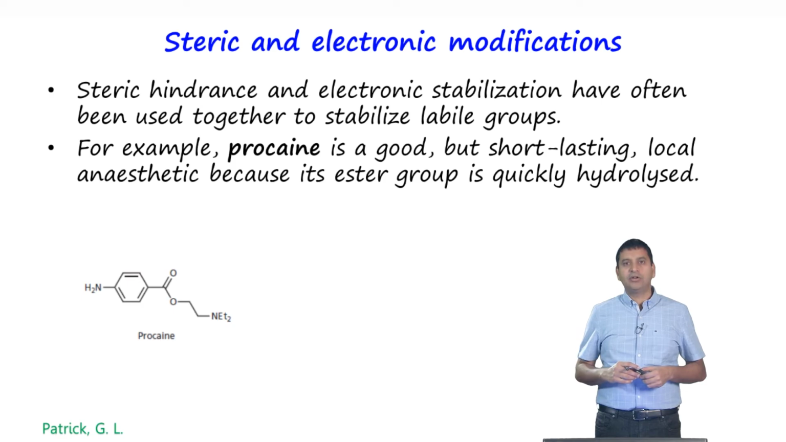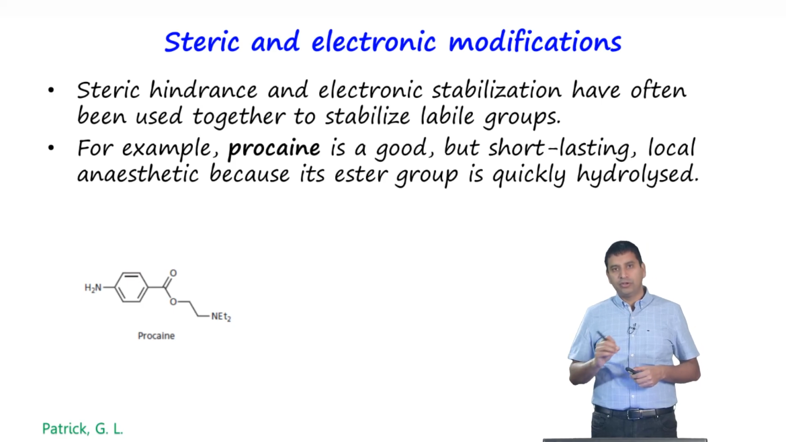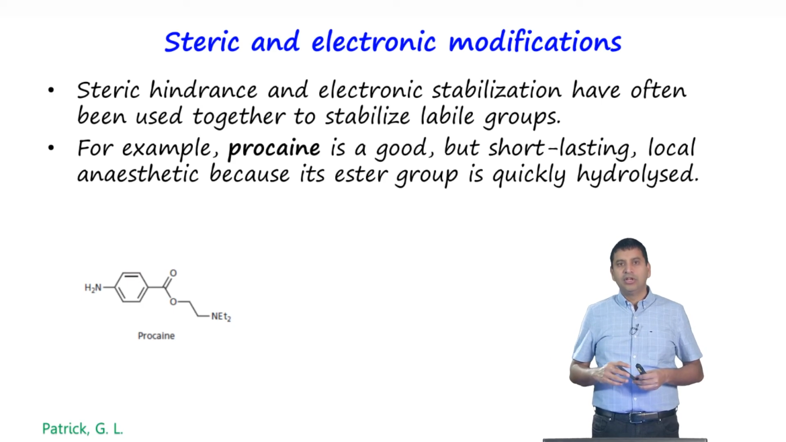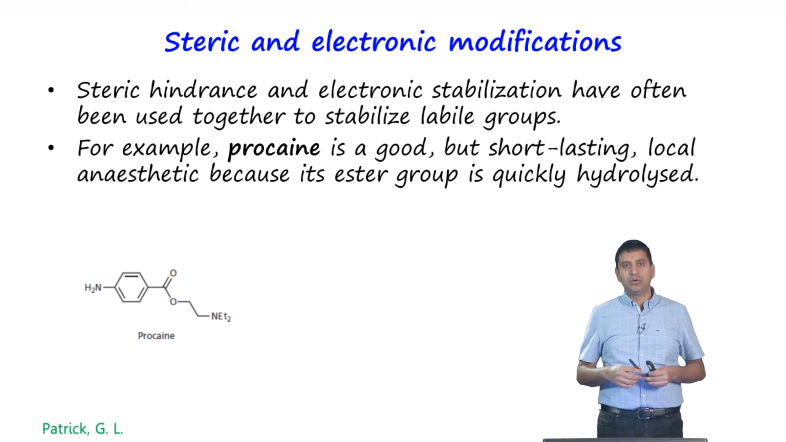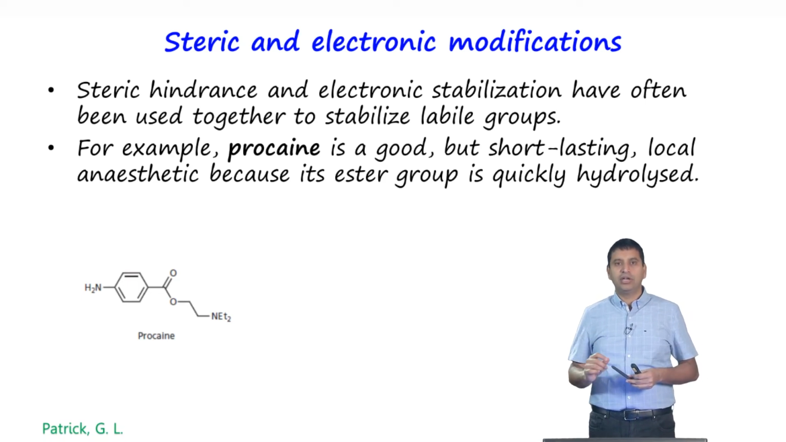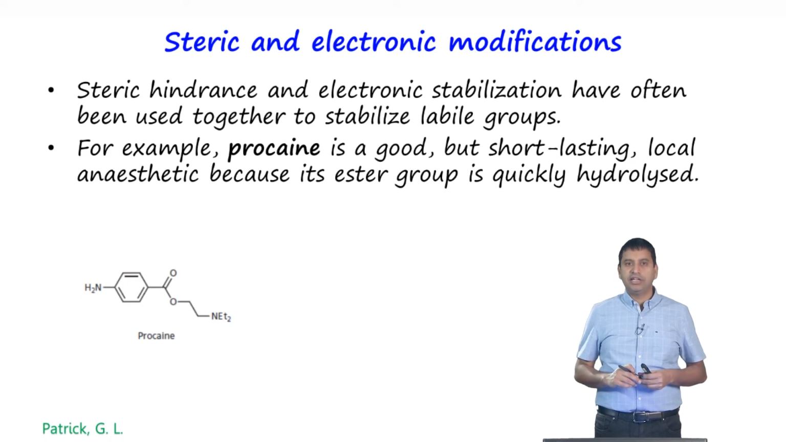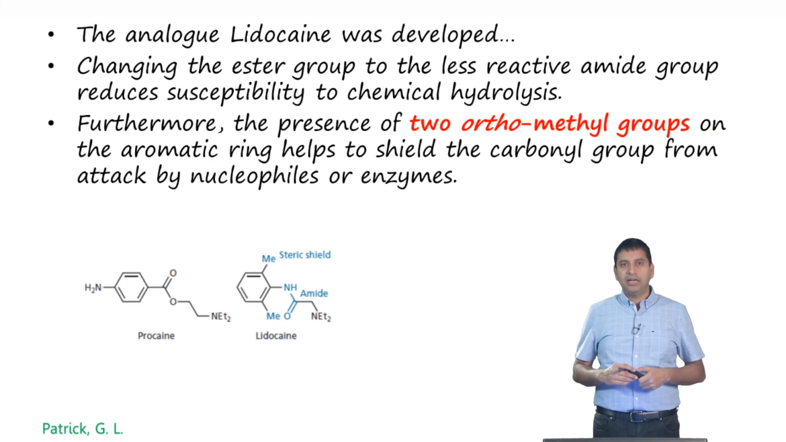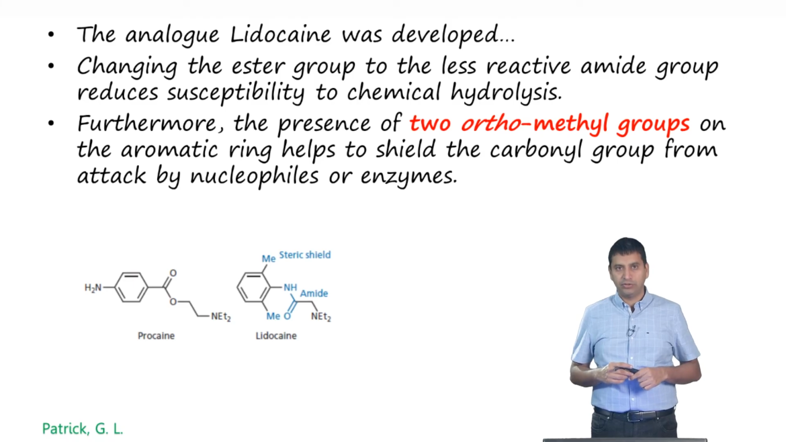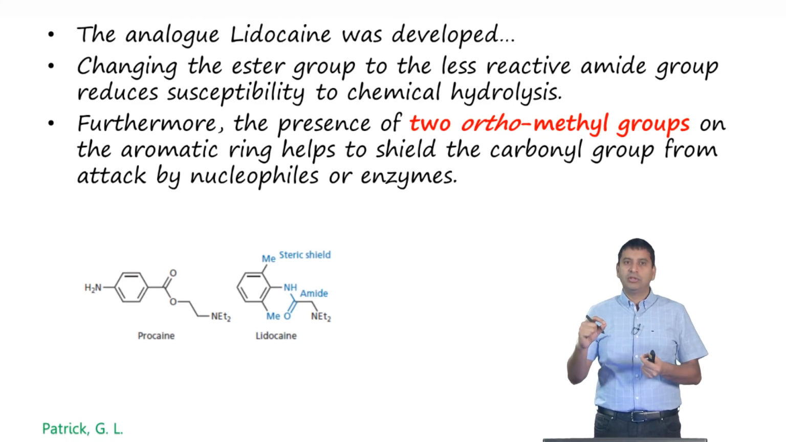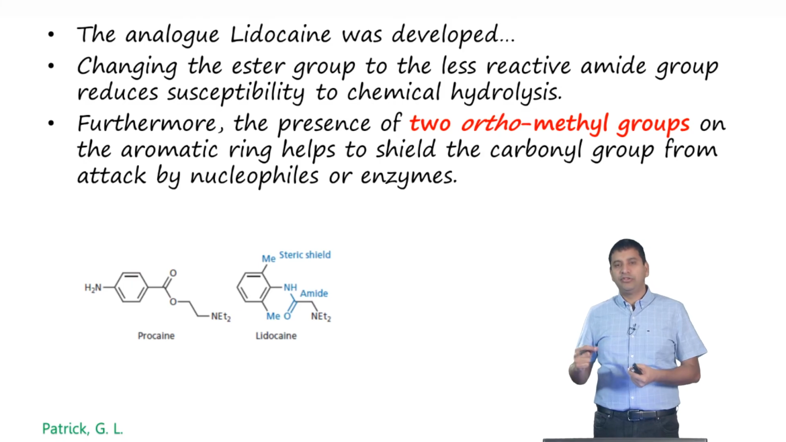Steric hindrance and electronic stabilization have often been used together to stabilize labile groups. So, here is an example of procaine, which is a good but very short lasting local anesthetic. That is because it has an ester that can be hydrolyzed. The analog lidocaine, which was developed, has far improved properties. What they have done here is to convert the ester to the less reactive amide group, which reduces the susceptibility to chemical hydrolysis. They have also added two ortho-methyl groups on the aromatic ring, which helps to shield the carbonyl group from attack by nucleophiles.